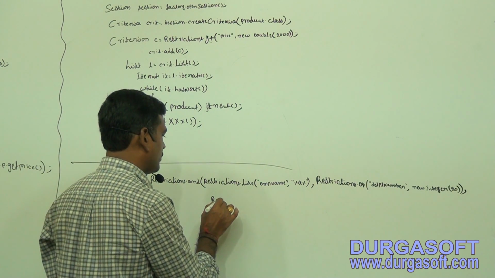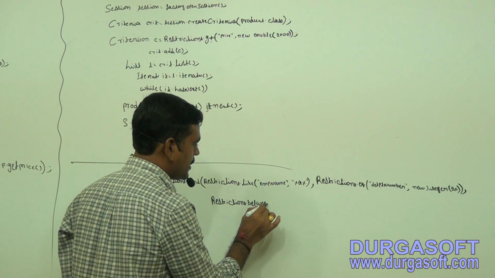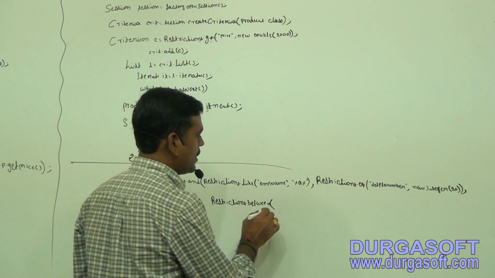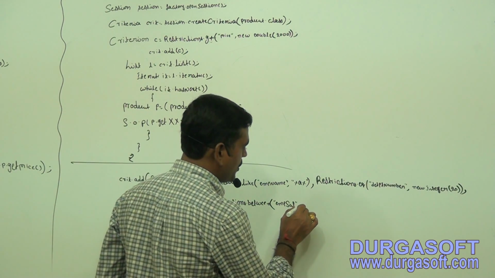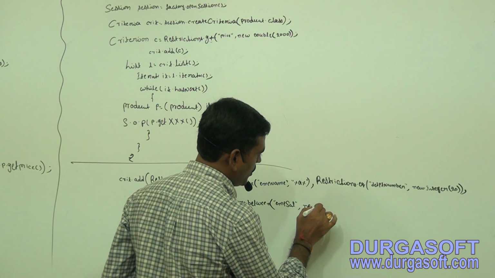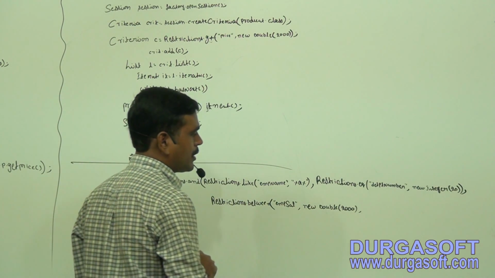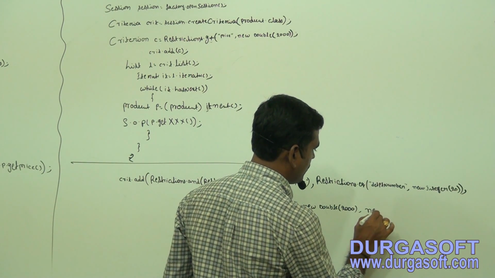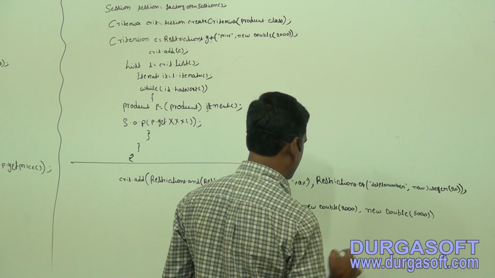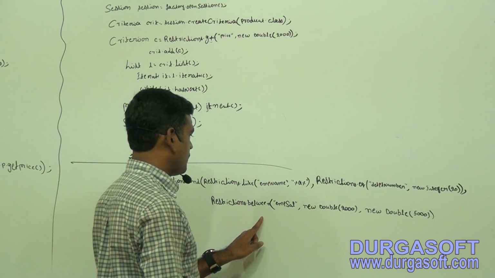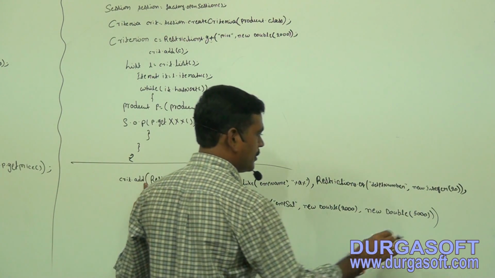restrictions dot between is the operator, that method between emp sal, POJO class property name, comma, new Double of 2000, then comma, new Double of 5000, close the between, the next close the and, the next close the add. That's enough.